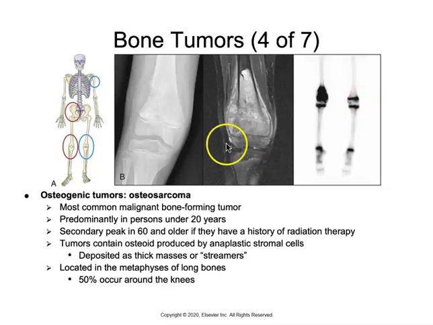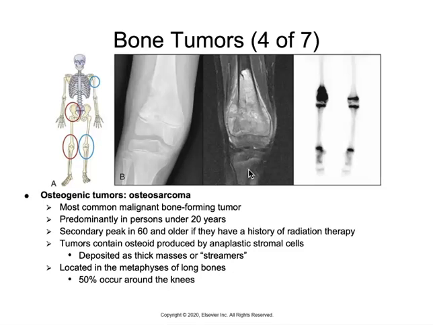Now, as far as where we find it, it typically arises in the metaphyses of the long bone. So that's the junction of the epiphyses and the diaphyses, where we're going to find that metaphysis, and that's in about 90% of cases. And 50% of cases are found around the knee, especially in the distal femur, like we see pictured over here, and the proximal tibia. And it often leads to periosteal lifting, creating new and abnormal bone.